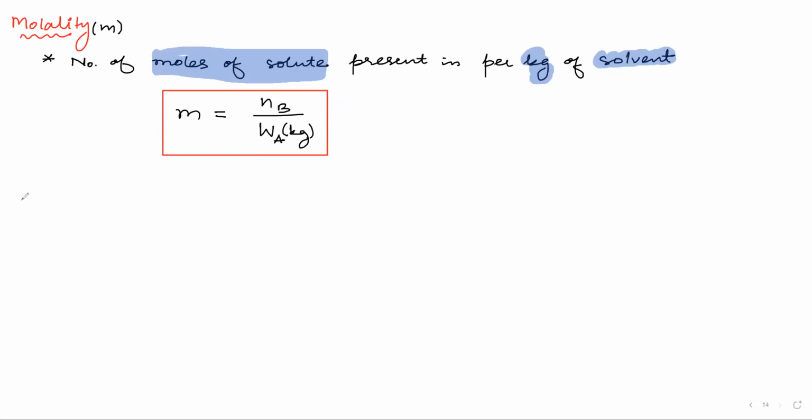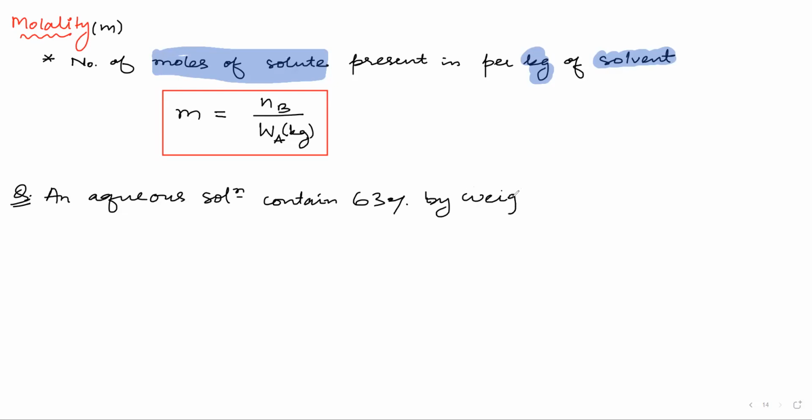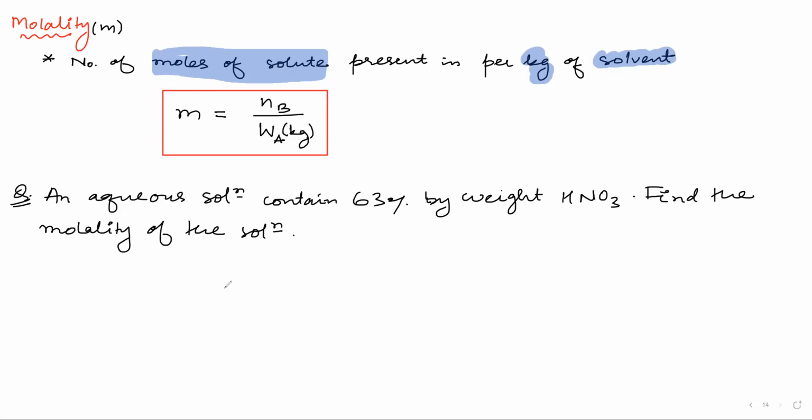Now, question, write a question here. An aqueous solution contains 63% by weight HNO3. Find the molality of the solution. Find the molality of the solution.